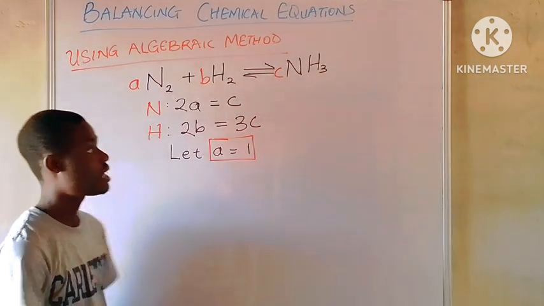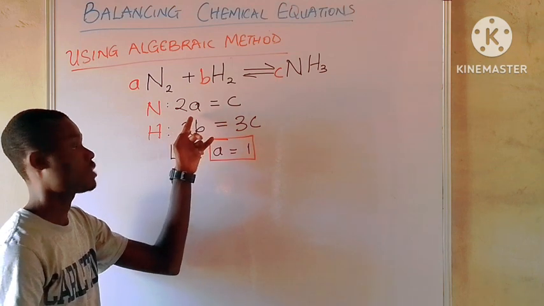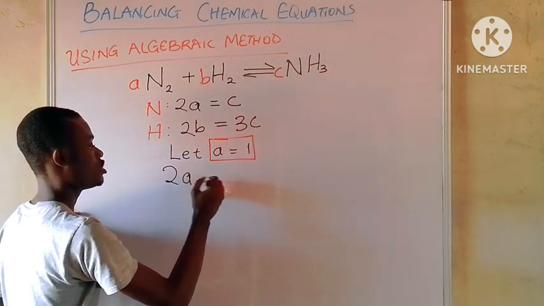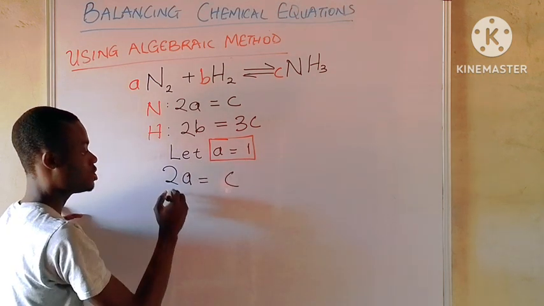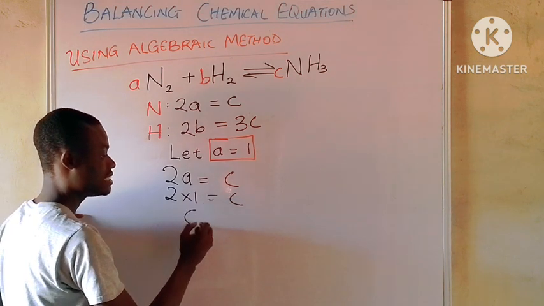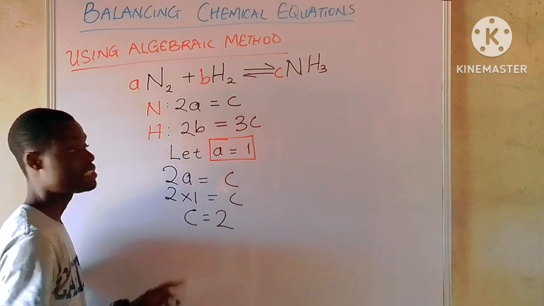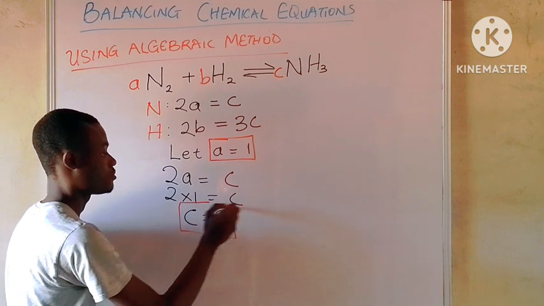When we have done that, you can pick any of your equations. It could be equation 1 or equation 2, but we'll start with equation 1 because we have A in this equation. Equation 1 says 2A is equal to C, and we've already taken A to be equal to 1. So this becomes 2 times 1 is equal to C, which means C is equal to 2, because 2 times 1 gives us 2. So now C becomes 2. Let's keep this aside.